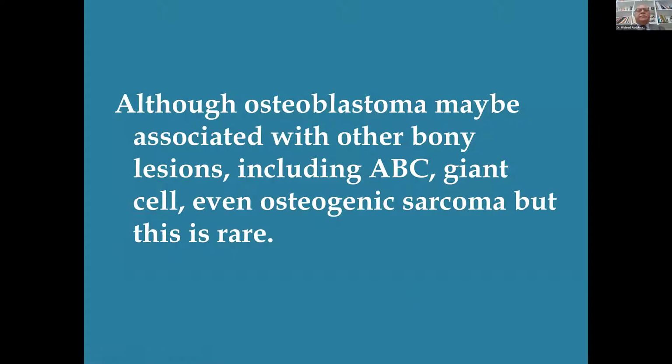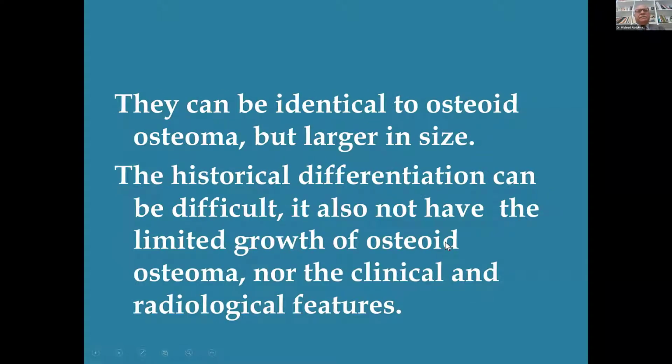Osteoblastoma may be associated with other bony lesions, including aneurysmal bone cysts, giant cells, even osteogenic sarcoma, which is very rare. They can be identical to osteoma, but it is, as we mentioned, larger in size. Histological differentiation can be difficult. It also does not have the limited growth of the osteoma, nor the clinical or radiological features.